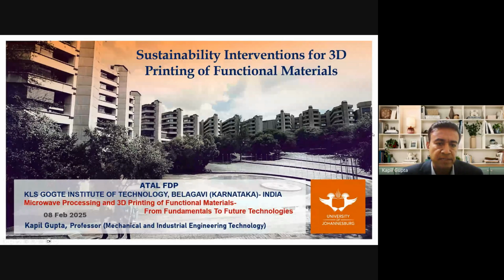Hello, ladies and gentlemen. Kapil Gupta here from University of Johannesburg. The title of my talk is Sustainability Interventions for 3D Printing of Functional Materials. Although I haven't done any work on 3D printing of functional materials, not at all about microwave processing, I tried to come up with some knowledge I have gained on sustainability and mapping of sustainable development goals. So the same thing can be transferred and carried out with regards to additive manufacturing or 3D printing of various materials, including functional materials.